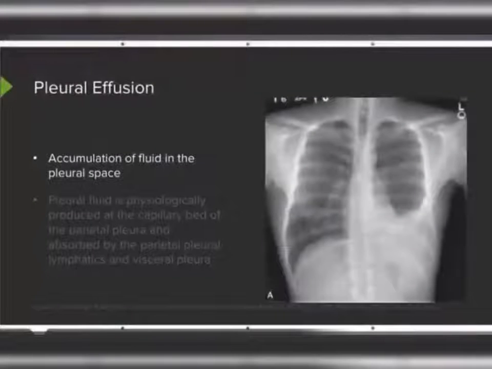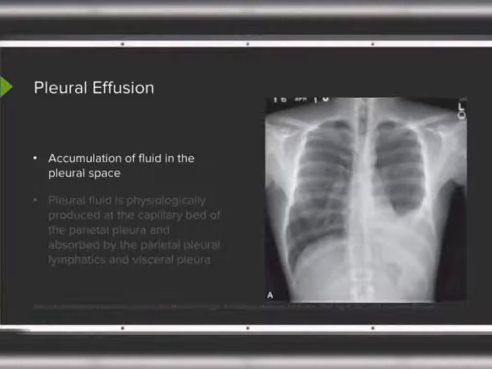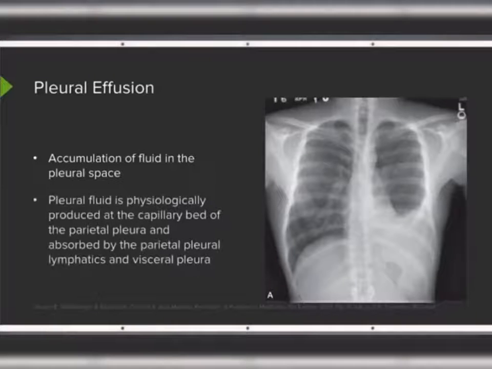So now let's talk a little bit about pleural effusion, a very common abnormality that's found within the chest. Pleural effusion is accumulation of fluid within the pleural space. Pleural fluid is physiologically produced at the capillary bed of the parietal pleura, but it's usually absorbed by the parietal pleura, lymphatics, and the visceral pleura.